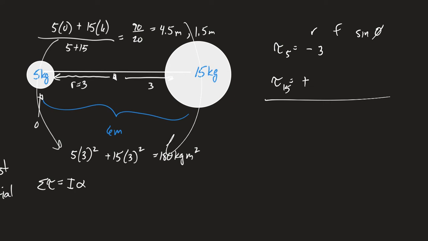So 3 times 5 times 10 for mg times the sine of 90 degrees. That's the first mass, the one on the left. The next mass, on the right, 3 times 15 times 10 times sine 90 degrees. I believe this gives you 450 and negative 150. When we add those up, you get 300 meter newtons.